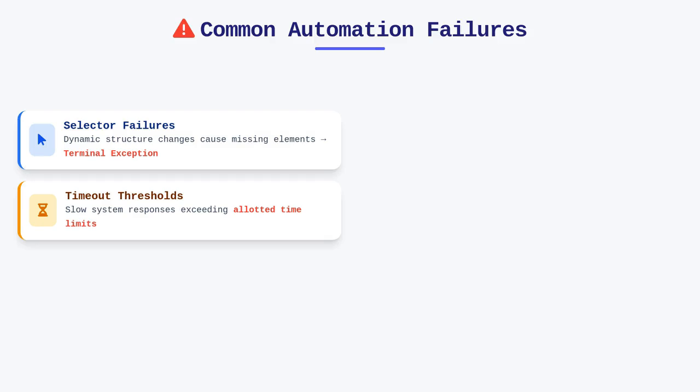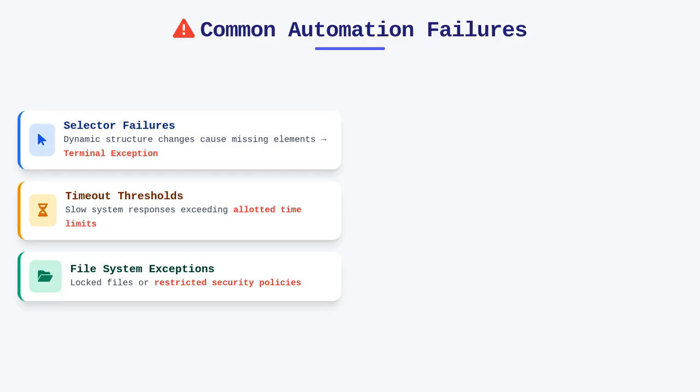Timeout thresholds represent another frequent point of failure, often resulting from slow system responses where an application takes just a second longer to load than the time allotted in your flow configuration. Meanwhile, file system exceptions are pervasive when processes attempt to write to locked files or navigate to paths that have been restricted by administrative security policies.